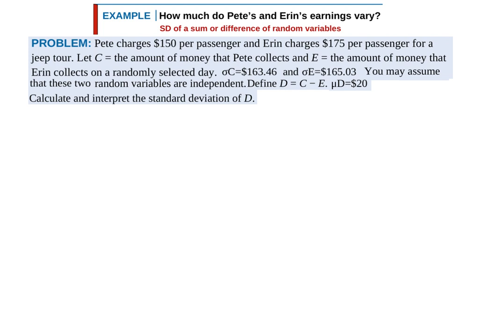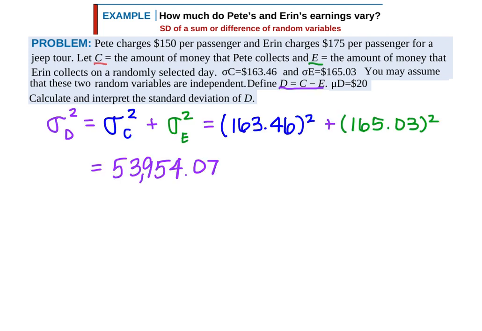You can assume that these two random variables are independent. We're going to define D as the difference between the amount of money that Pete makes minus the amount of money that Aaron makes on a random day, and we know that the mean of that difference is $20. Let's calculate and interpret the standard deviation of D. First things first, I'm going to find the variance of D. I take the standard deviation of C and square it, take the standard deviation of E and square it, and add those two things together, and I get almost $54,000.